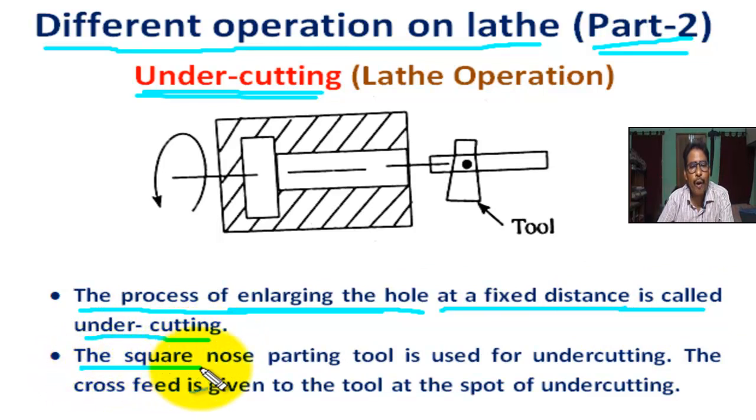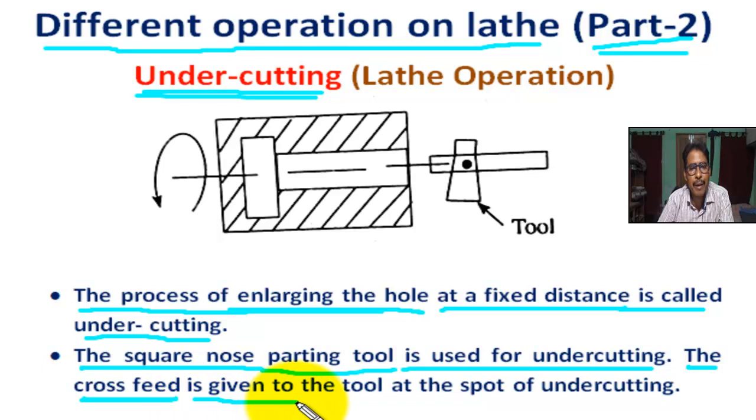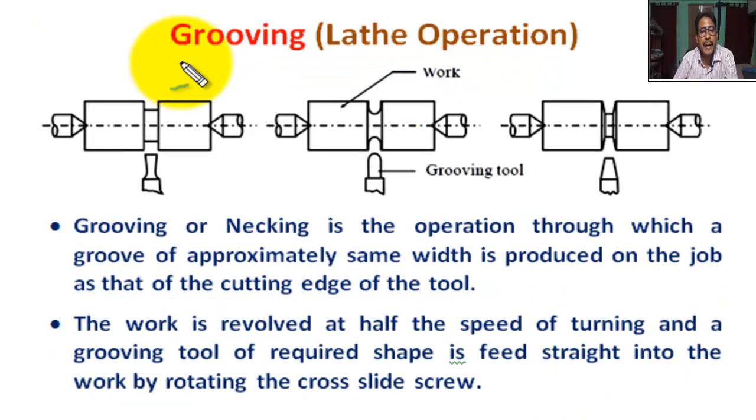The square nose parting tool is used for undercutting. The cross feed is given to the tool at the spot of undercutting. Okay, second operation, grooving lathe operation.